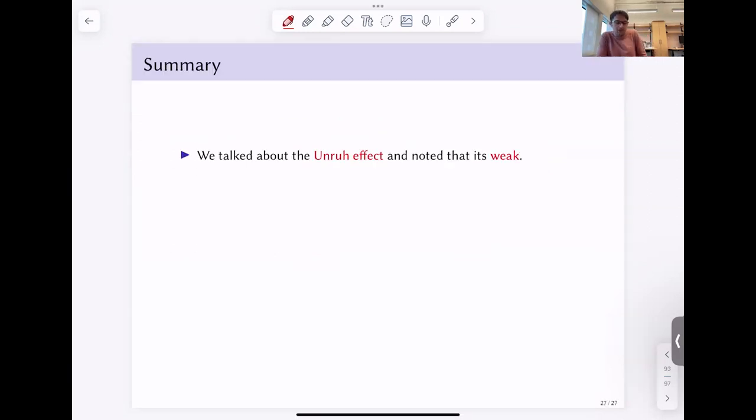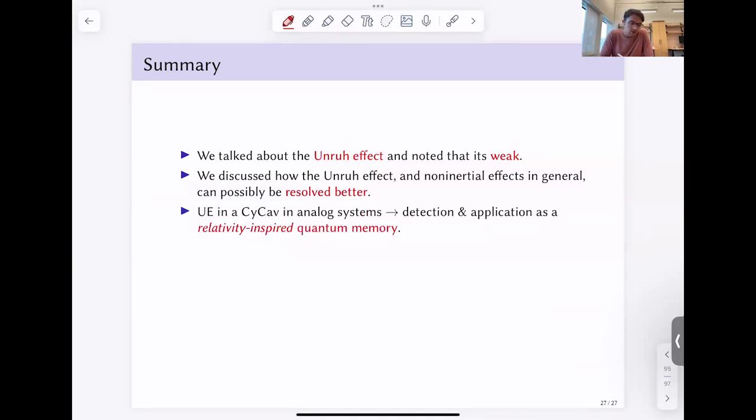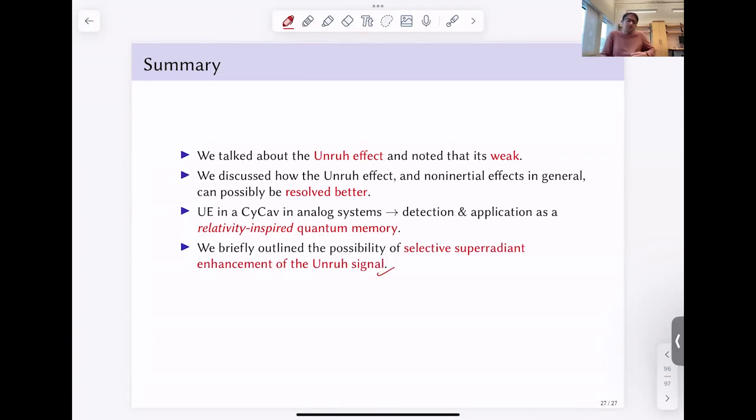To summarize, we talked about the Unruh effect and that it is weak. We discussed how the Unruh effect or non-inertial effects in general can possibly be resolved better. We also mentioned some new possibilities enabled by this phenomenon of the Unruh effect inside a cylindrical cavity. And we also briefly discussed the possibility of selective superradiant enhancement of the Unruh signal.